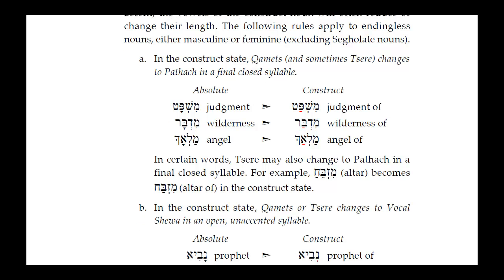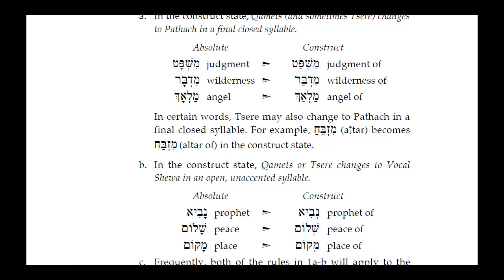Now in certain words, tsere also changes to a patach in a final closed syllable. For example, in mizbeach. Of course, this patach under the chet is really not a vowel so much as what they call a furtive patach. It gives that chet a sound. What changes here is the tsere under the bet. It becomes a patach in mizbach in the construct state.